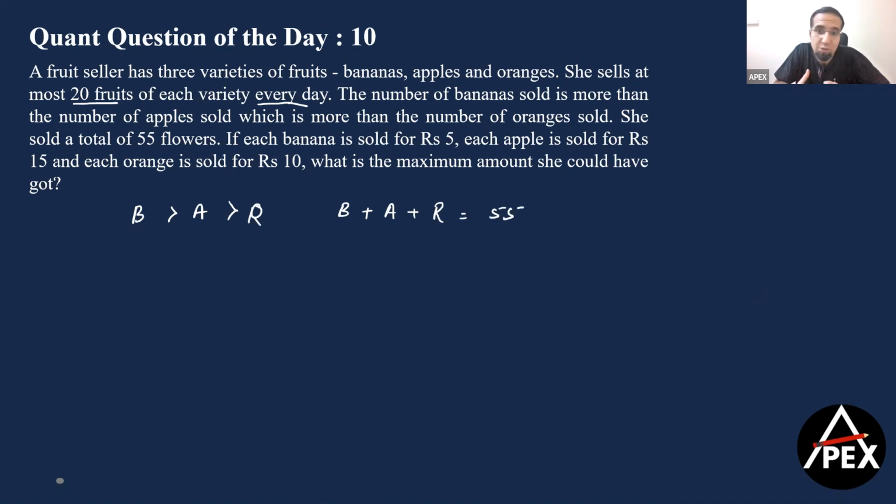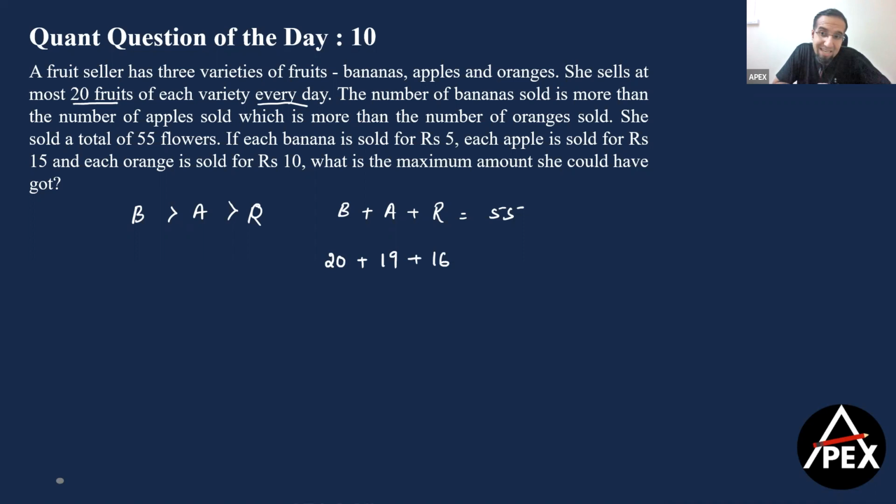Now, since bananas has to be maximum, how do I understand how many cases are possible here? Let me take the maximum is 20 here. If I take maximum as 20, I know that apple has to be less than banana. So the maximum value of apple that I can give is 19. Now, what is 20 plus 19? That is 39, which means the number of oranges that I'll be selling is 16. This is one of the cases.